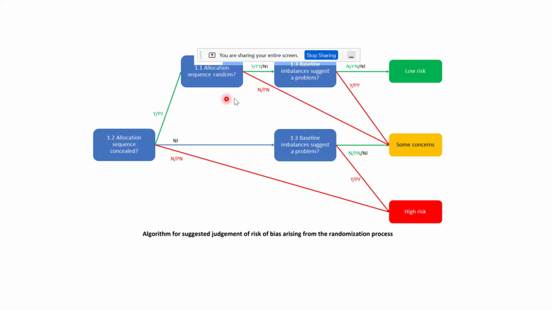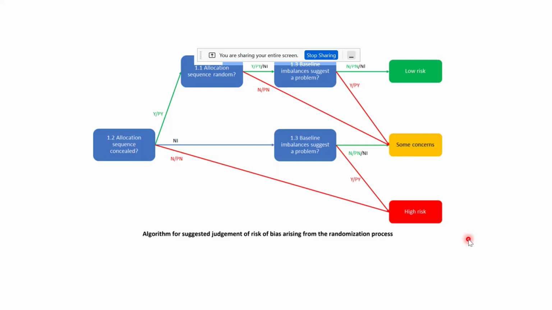And if allocation sequence is random and the answer is no, then it comes to some concerns. If baseline imbalances suggesting a problem is also no, after coming from here. If for allocation sequence concealment there is no information and baseline imbalances are also not suggesting a problem, then we come to some concerns. But if baseline imbalances are suggesting a problem, or if you can say for sure that allocation sequence has not been concealed, then this trial becomes at high risk of bias. Is that clear for domain 1?